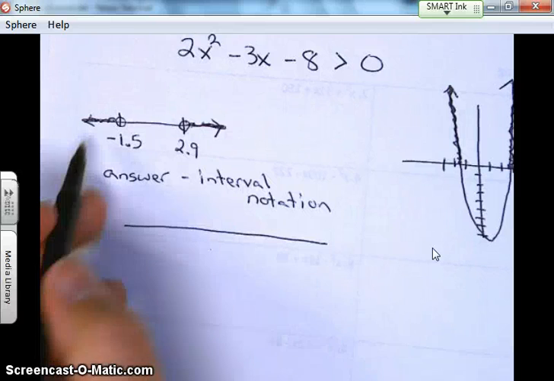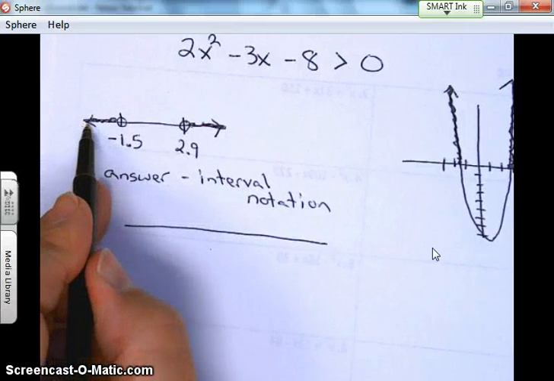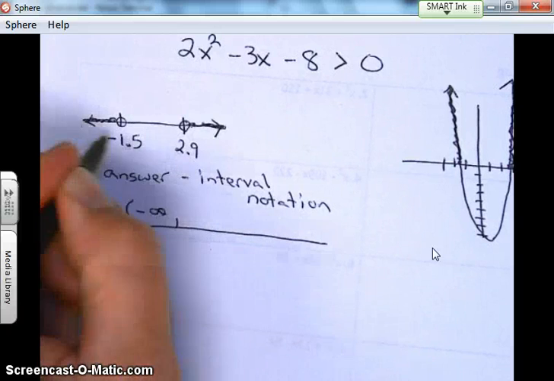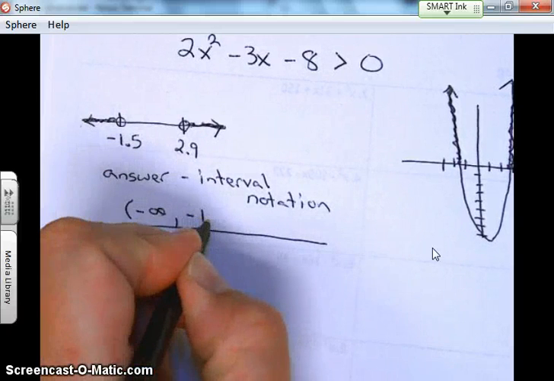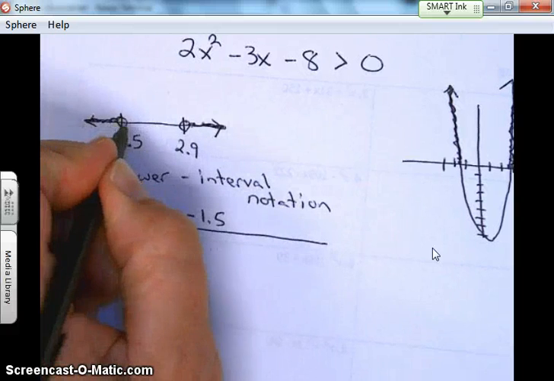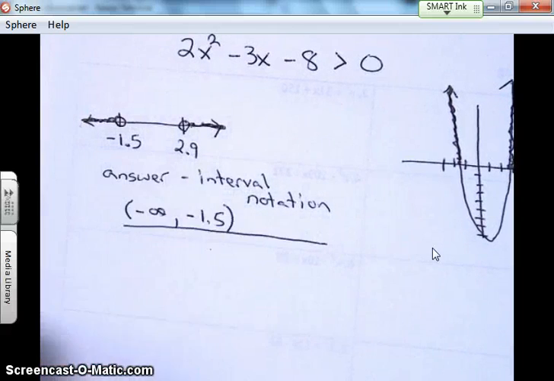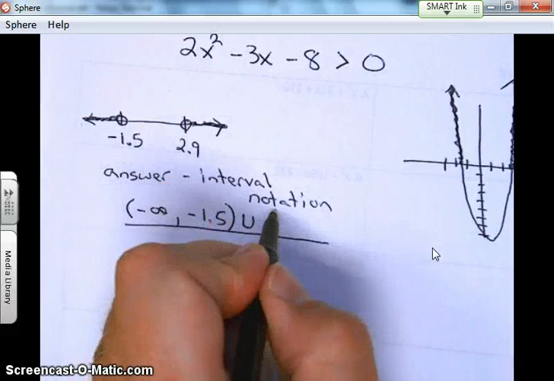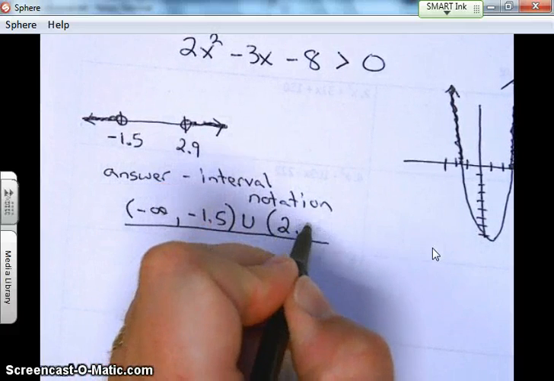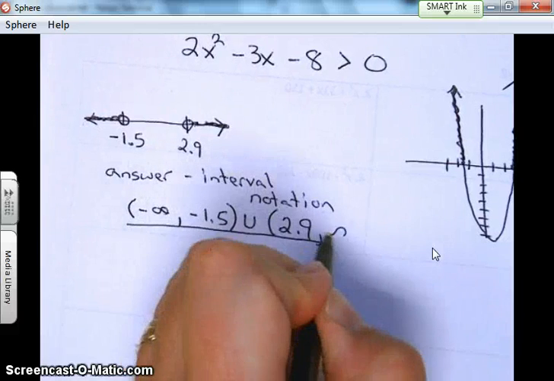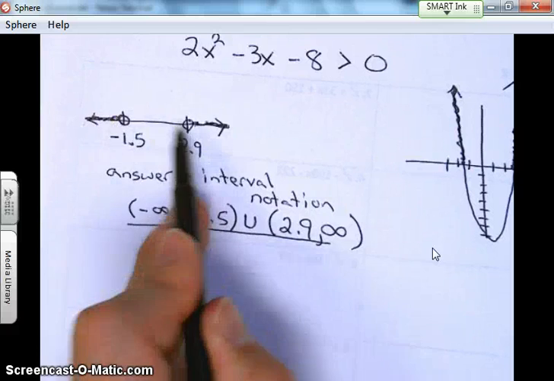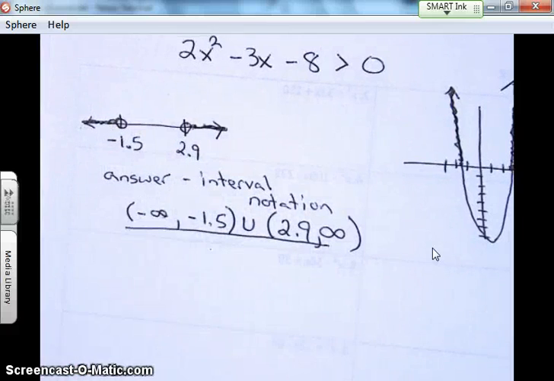Interval notation. So looking at this graph right here, I'm going to go from negative infinity to negative 1.5. Open dot, so it gets a parenthesis, union, and then we're going to start up again at 2.9 and go to infinity. No brackets because of the open dots. We don't include those two points as part of the solution.